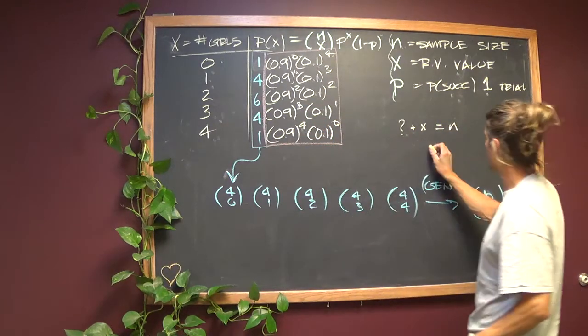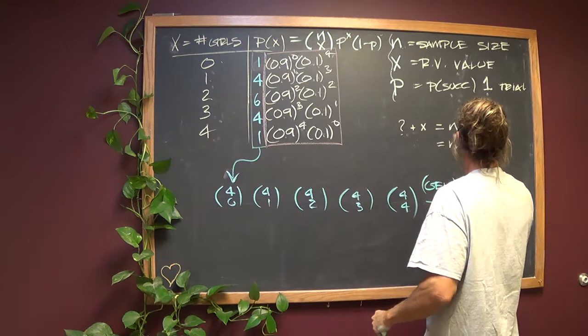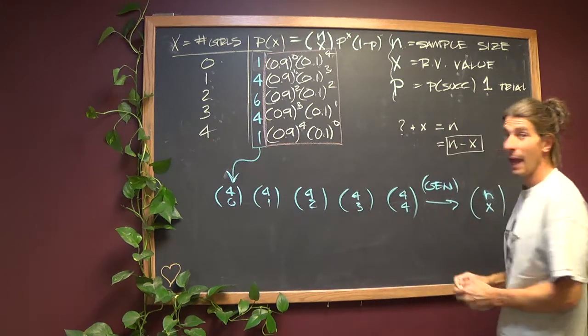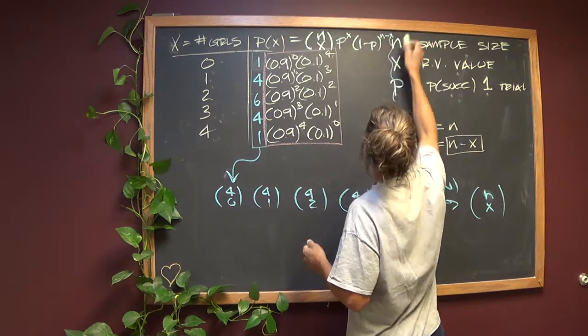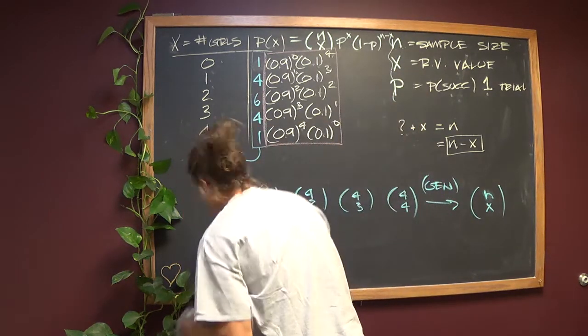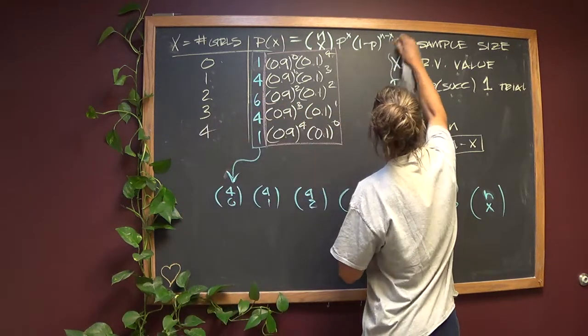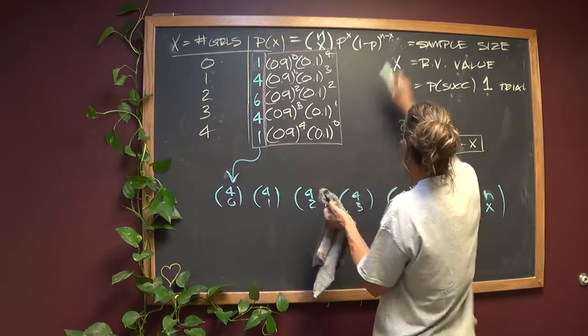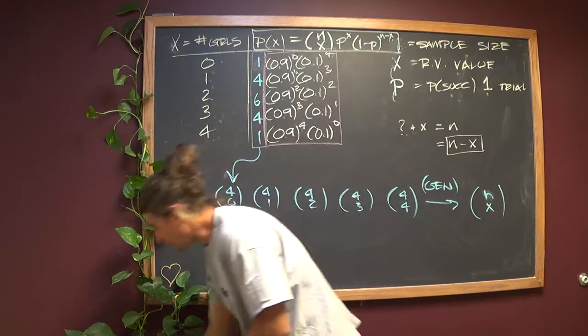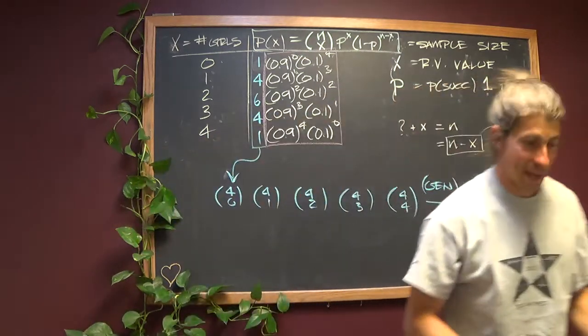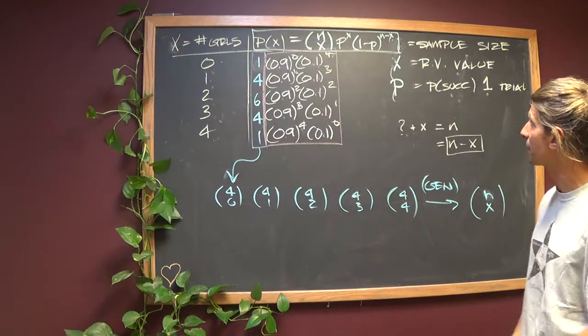Well, can we solve that for the question mark? You bet we can. n minus x. And that, my friends, is the last variable up there. Let me erase a little bit over here. And that, right there, my friends, is the formula for a binomial random variable. It's actually that succinct and that clear.